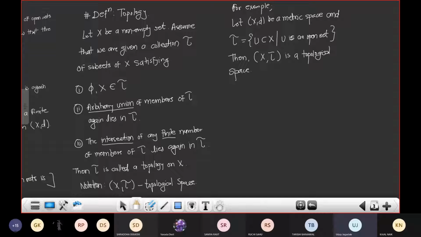Last time we defined what equivalent metrics are. We say two metrics D and D dash on a set X are equivalent if and only if U is D open if and only if U is D dash open. So this is one definition of equivalent metric, and there is another definition of equivalent metric.